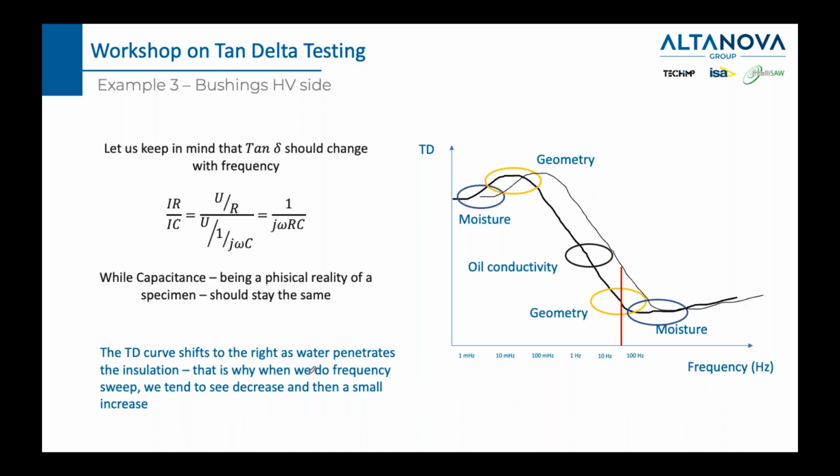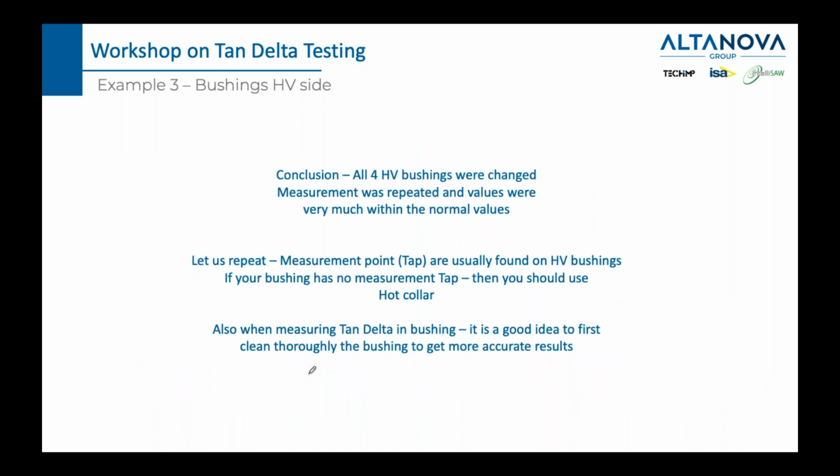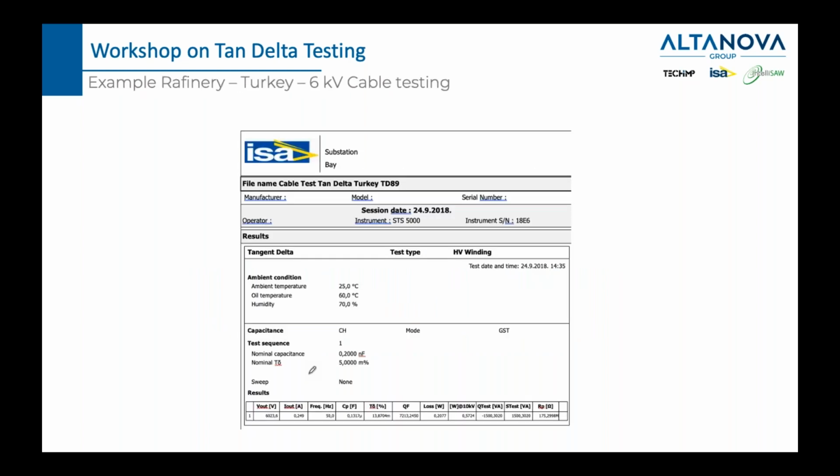Okay, so with this, I would like to conclude that all four bushings were changed, and measurement was repeated. Values were very much within normal when we put in normal different bushings. And also to emphasize once again, the measurement taps on the bushing are usually found only on high voltage bushings. If your bushing has no measurement tap, then you should use a hot collar. Also, when measuring tan delta in bushing, it is a good idea to first clean the bushing thoroughly to get more accurate results. Now, let me show you one more example, and then we will have a short poll.